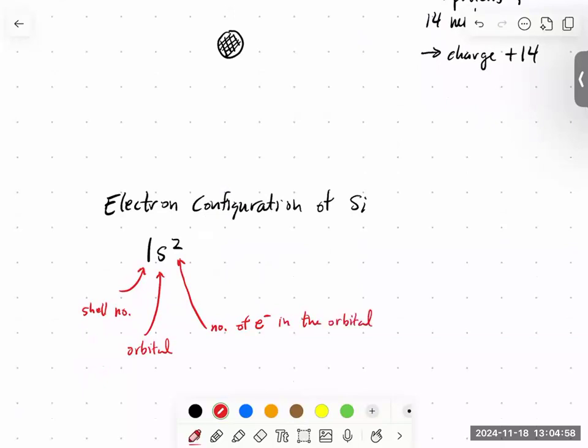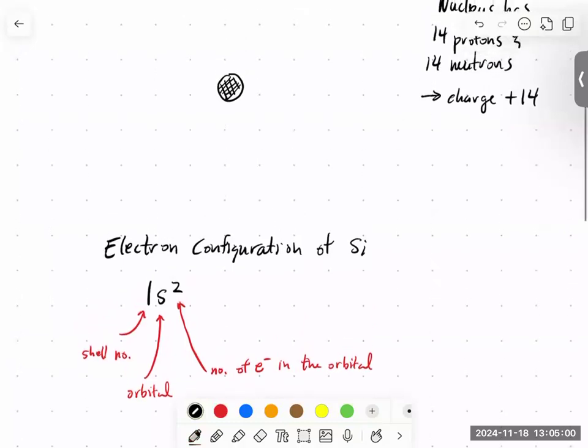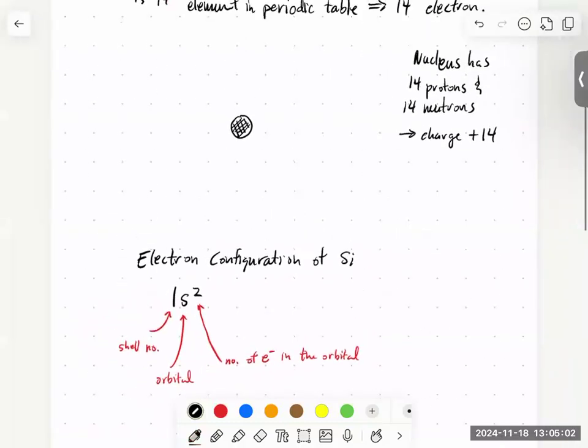Okay, so the first one, 1s2. So I'm going to draw kind of a cartoon atom here. And so we'll say this is that first shell, the 1s shell, and I can put 2 electrons in it. And so there it is. We need to place 12 more.